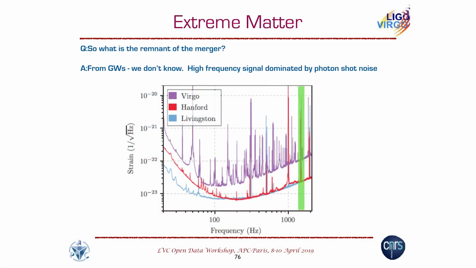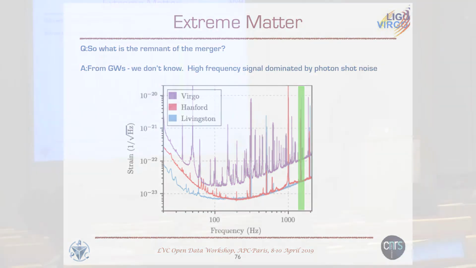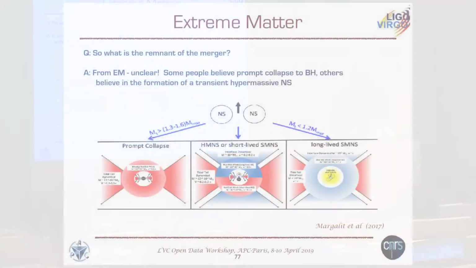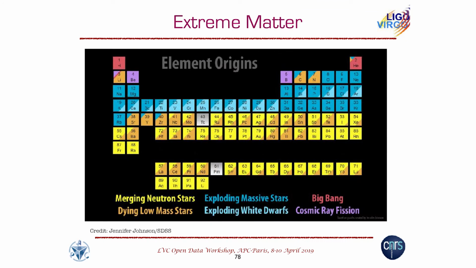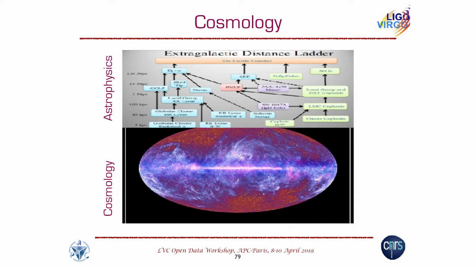I'll very quickly go through this. People ask what the merger remnant is. The short answer is from gravitational waves, we don't know. And from electromagnetic theory, they probably don't know either. But the thing that everybody is sure about is that they can now explain how all the higher elements in the periodic table exist through neutron star mergers. And my last slides are, we also want to try and do cosmology.